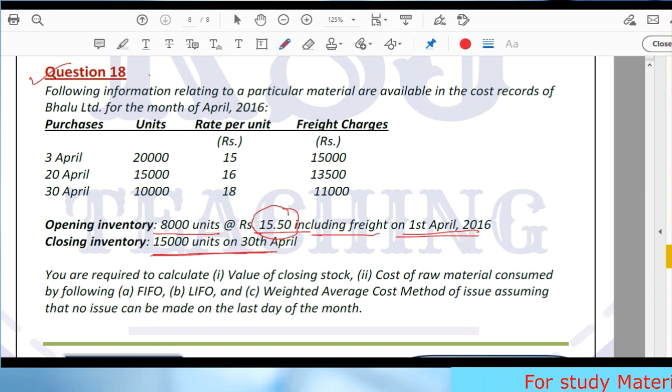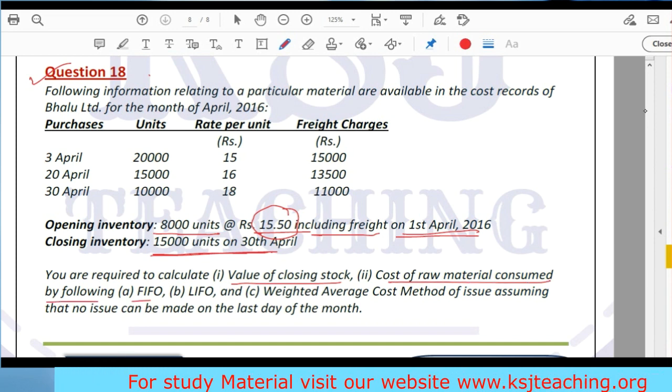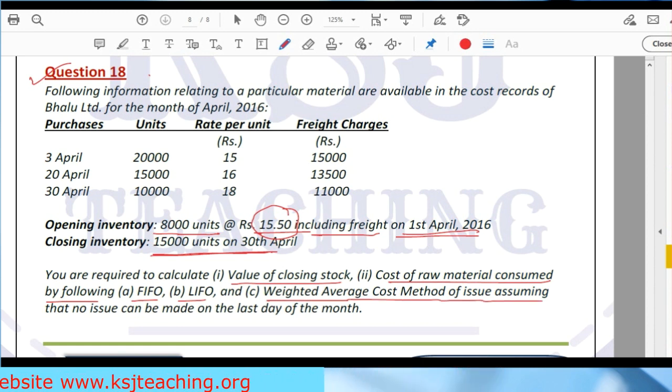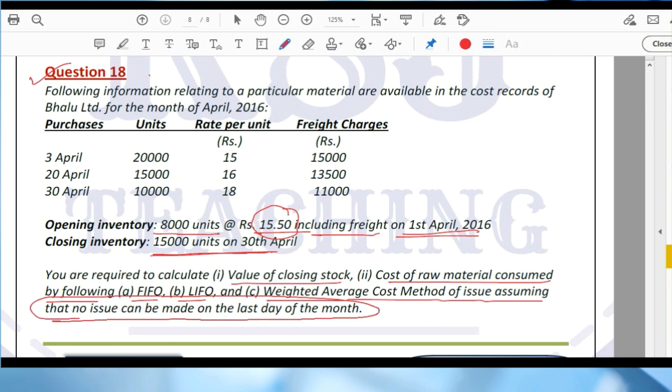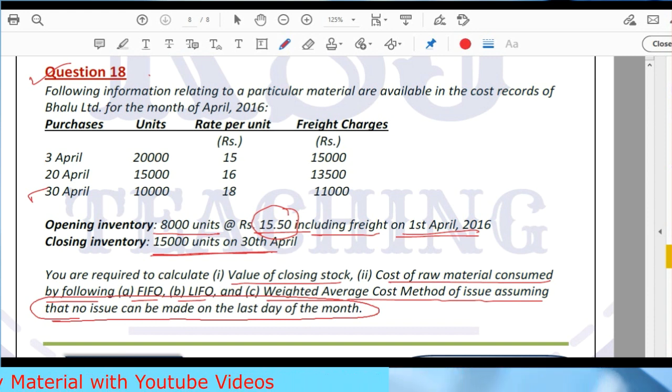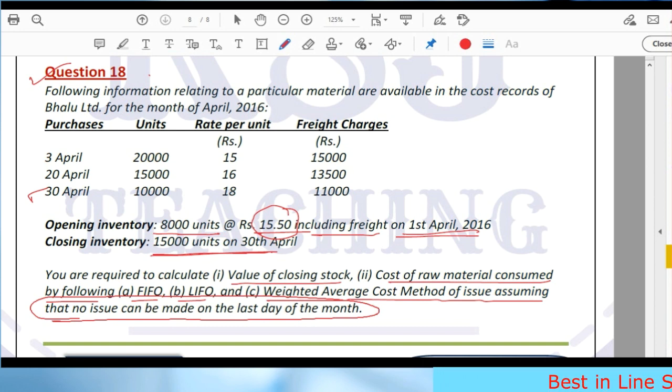You are required to calculate value of closing stock, cost of raw material consumed by following LIFO, FIFO and the weighted average cost method of issuing, assuming that no issue can be made on the last day of the month. This is important, sir. That means we are not going to issue any raw material on 30th of April. Right? Sir, what is the importance of this line? I'll tell you when we'll start solving this question. Right? Sir, this looks a little bit different question. Yes, it is a bit different question, sir.